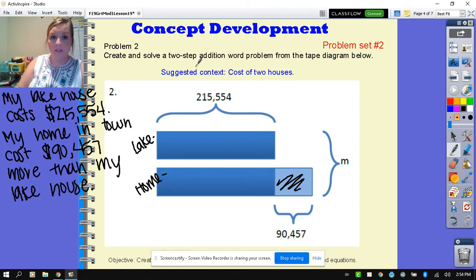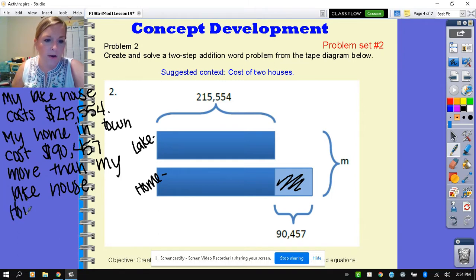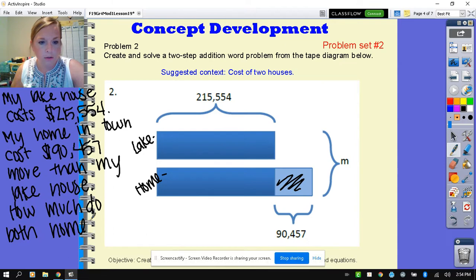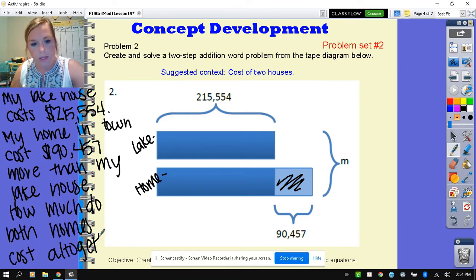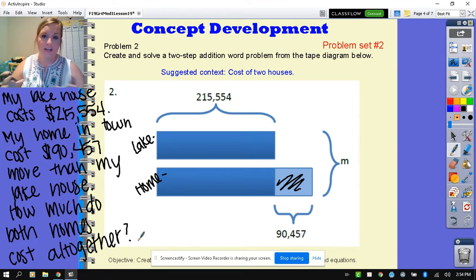But remember, we need a 2-step word problem, so that would help us find the price of our home. We need to know how much both of our homes cost altogether. So my question is, how much do both homes cost altogether? That helps our readers know that we're trying to find out the grand total between both of our houses.